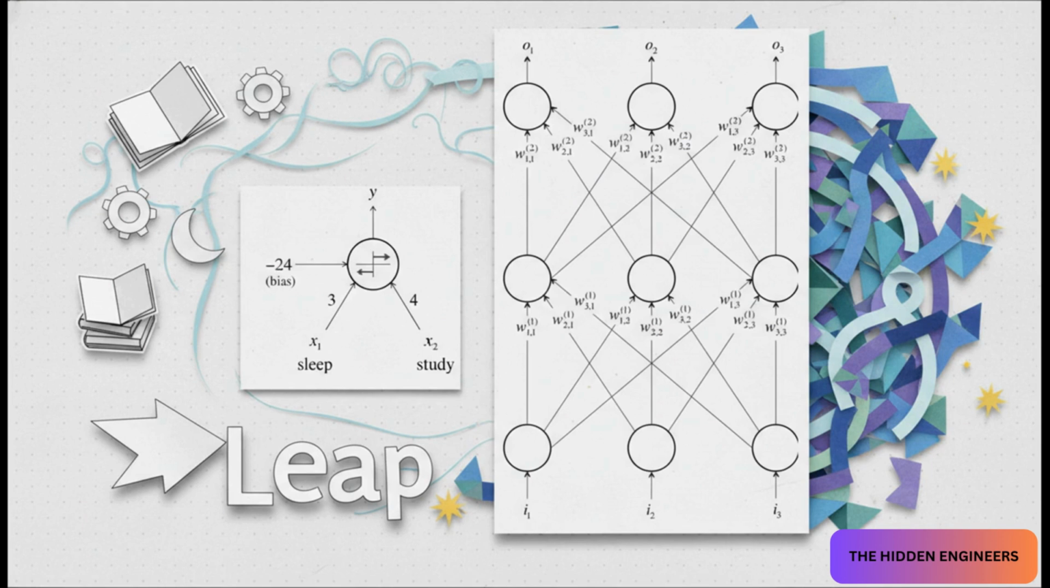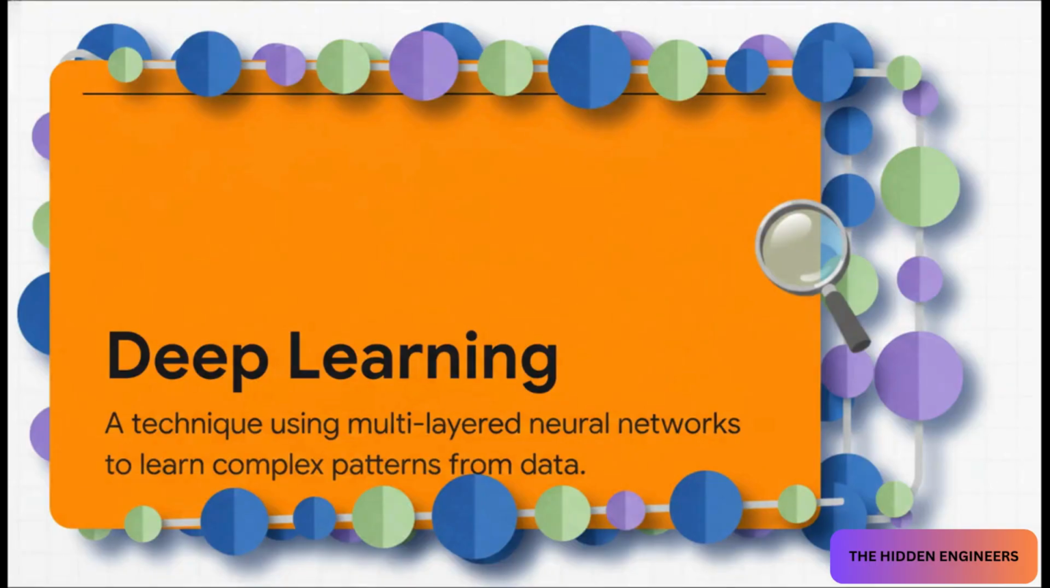The idea is simple. The outputs from that first layer of neurons become the inputs for the second layer, and the outputs of the second layer become the inputs for the third, and so on. By stacking them, we create depth. And it's this depth that gives the system the power to learn incredibly complex patterns that a single neuron could never dream of. And that, right there, finally brings us to our last big buzzword: deep learning.